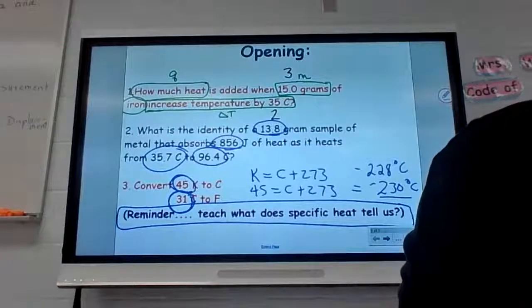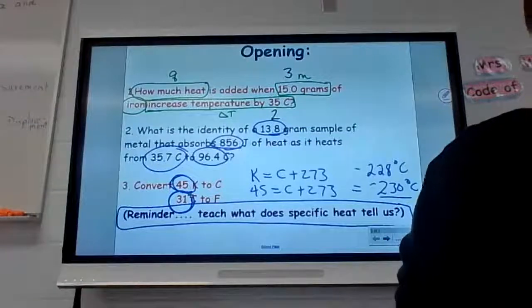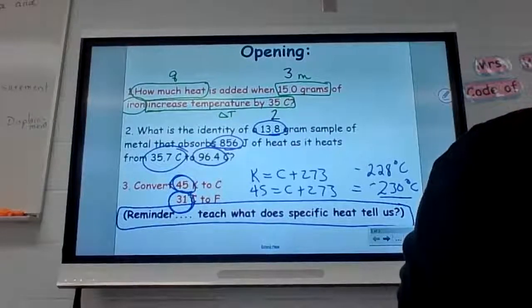Number 3, you should have around 92.1. And again, you need 1 significant digit, so you should round it to 90 joules. Number 4, you should have 0.416, 0.41, somewhere in that ballpark, and you need one significant digit, so 0.4 joules over grams degrees Celsius.